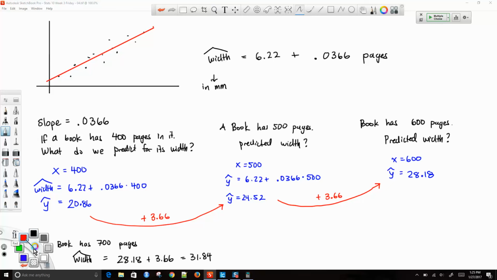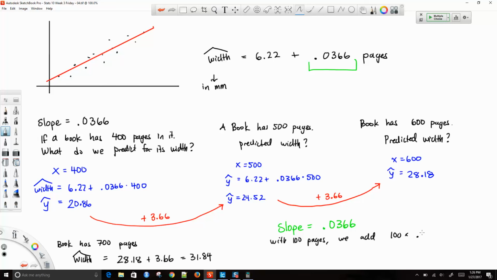So where is this 3.66 coming from? Yeah, it's coming from our slope, right? If we look at this, this is our slope. So my slope is equal to 0.0366. Okay? My slope is 0.0366. And basically, when I'm adding 100 pages, I'm going to add 100 times the slope. Okay? So with 100 pages, we add 100 times 0.0366, or 3.66.